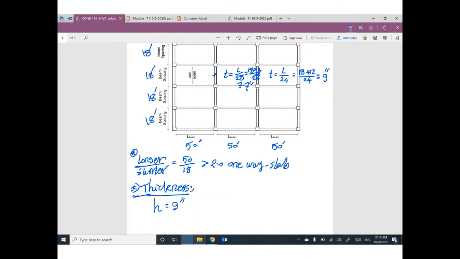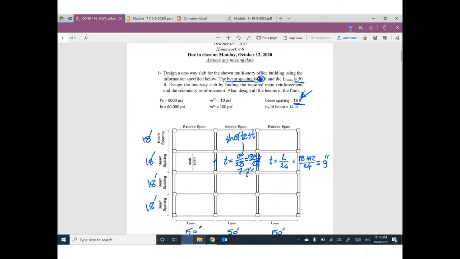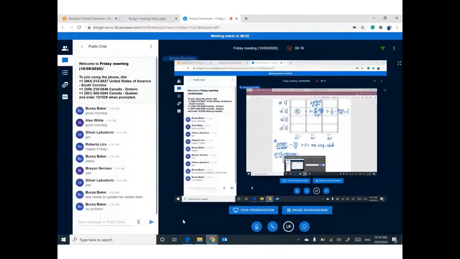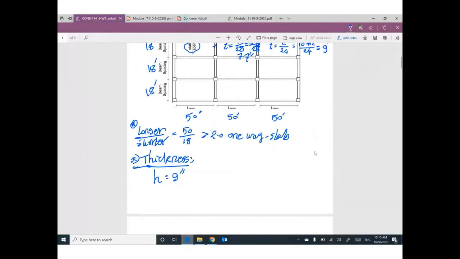So guys, your span L is the shortest span. If you are talking about one way, actually it's not the shortest span, it's the main span. Your main span here is 18. Longest span is used in two way, not in one way. Any questions so far? Okay. Yeah, go ahead. Sorry, bro.